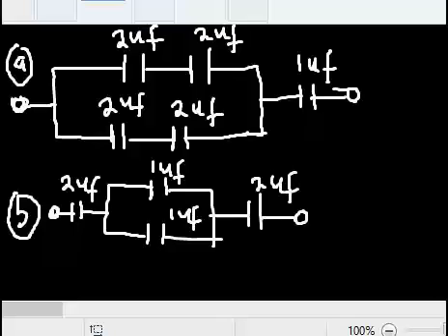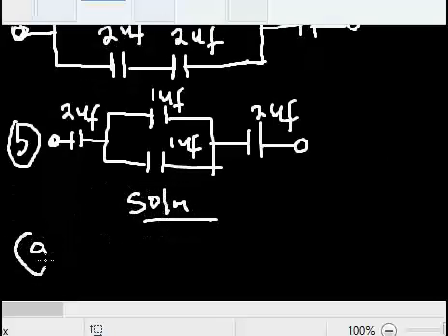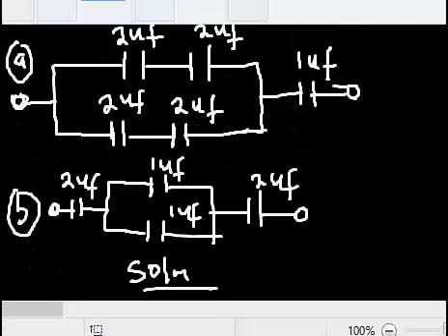Okay, so let's solve this. Let me start with the A part of the question. Solution. So how do I resolve this? This is series parallel. So first of all, I have to look at the circuit. I know that this 2 microfarad and this are in series. This and this are in series. I have to resolve them first. After resolving, the two series found at the upper part and lower part are now in parallel.